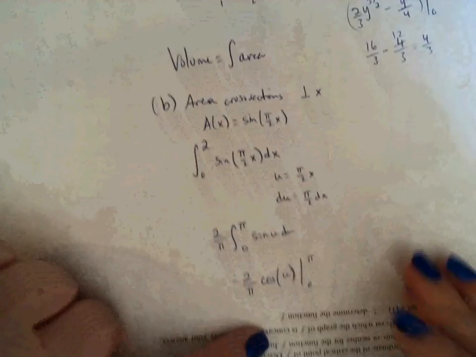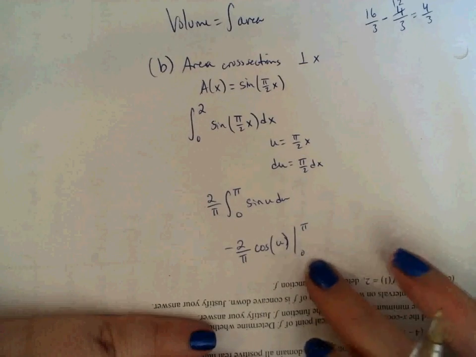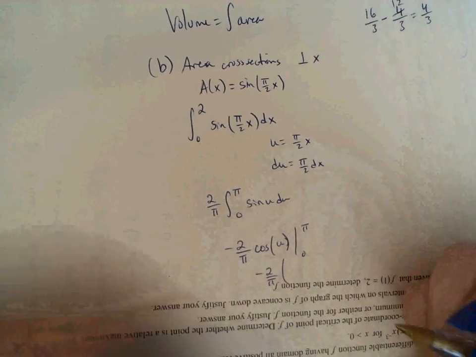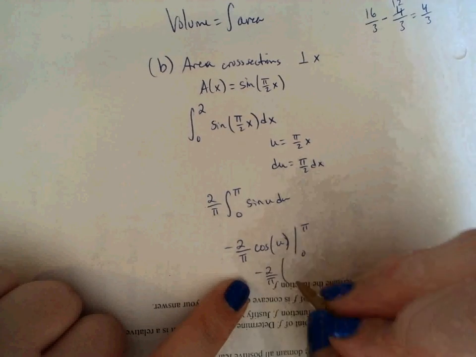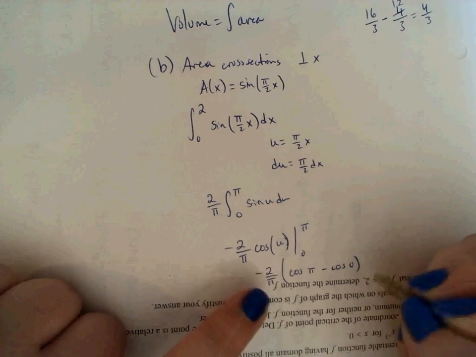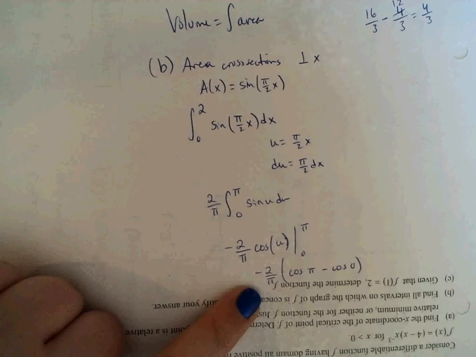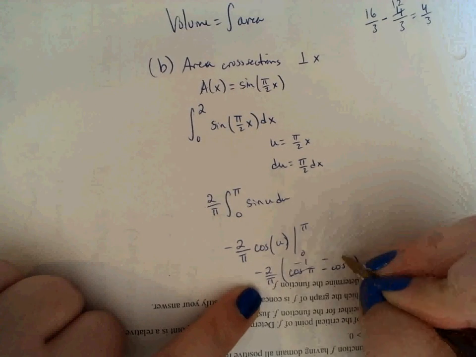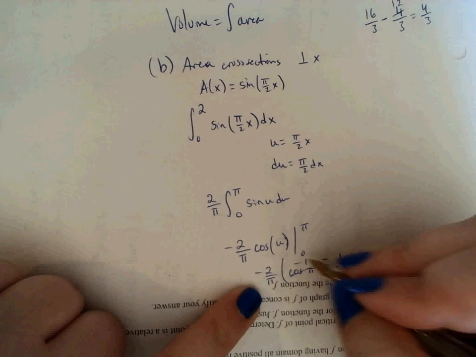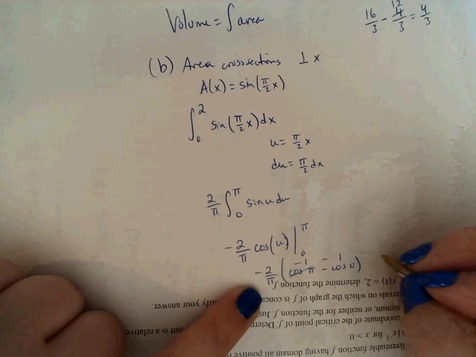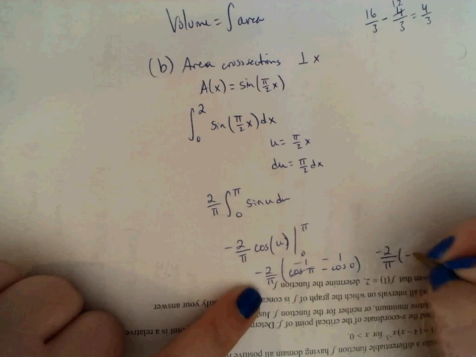So this is one of the situations where you can't discard 0 because it's not a polynomial, and it's cosine. So I'm going to put negative 2 over pi outside, cosine pi minus cosine 0, or you could have distributed the negative 2 over pi to each of them, and either way we get negative 1 minus 1, right? So cosine of pi is negative 1, and cosine of 0 is 1, so that's negative 2. So negative 2 over pi times negative 2, or 4 over pi.